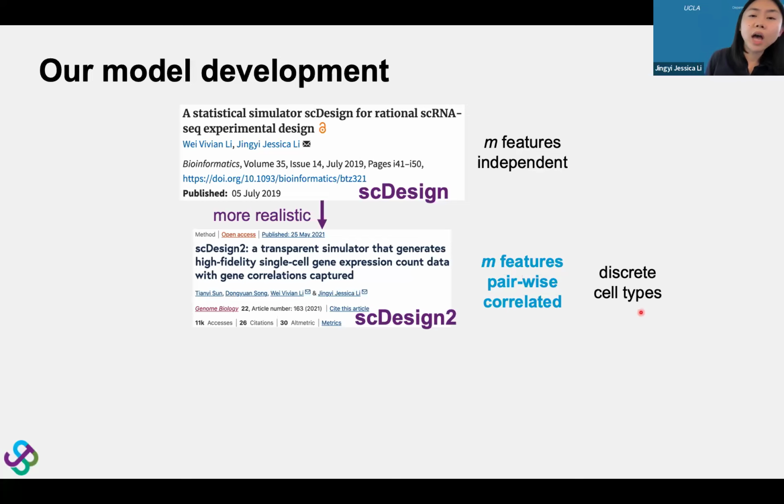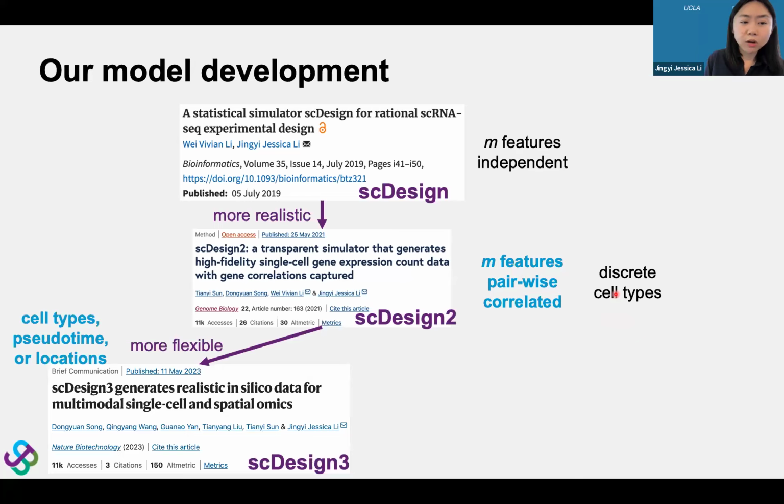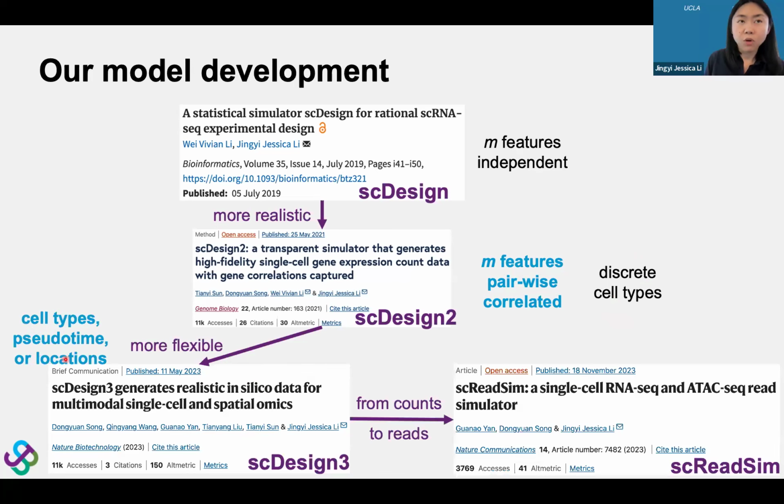But in Assay Design 2, we only considered the cell state covariate to be discrete cell types. So we didn't consider other scenarios like trajectory or spatial location. Motivated by that, we have the current version, Assay Design 3. It's more flexible. It can have covariates beyond cell type, including cell pseudotime along a trajectory or cell spatial locations. Furthermore, we go from modeling the counts, which I'll talk about, basically, in the data matrix, every feature in every cell is measured as a non-negative count, to modeling reads, because the reads are the raw data from sequencing experiments, right?